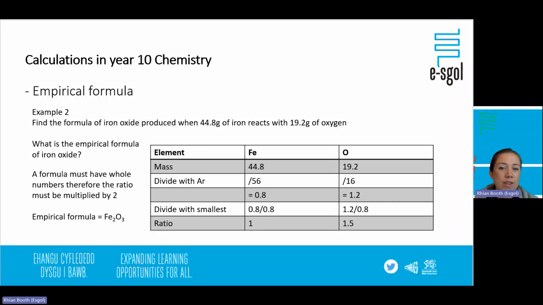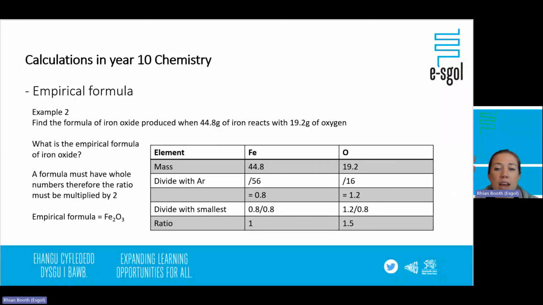Right, let's have a look then. So we've put the masses in to begin with. So 44.8 grams for iron and 19.2 grams for oxygen. Then we divide by the AR. So for iron it is 56 and oxygen is 16. So those divided give you a ratio of 0.8 to 1.2.